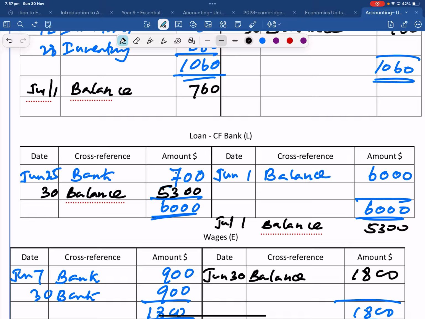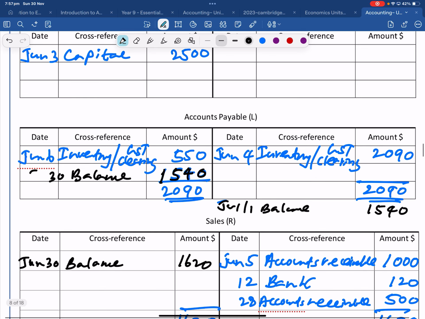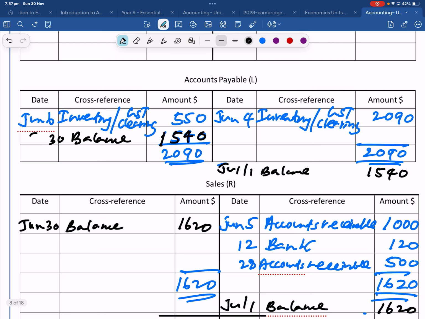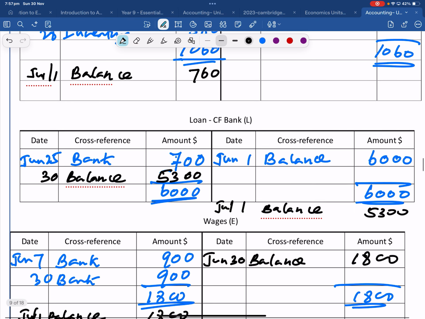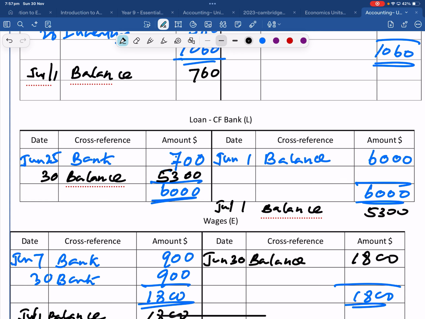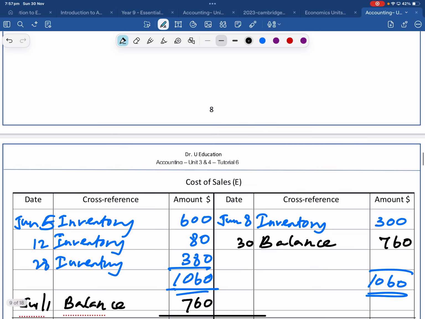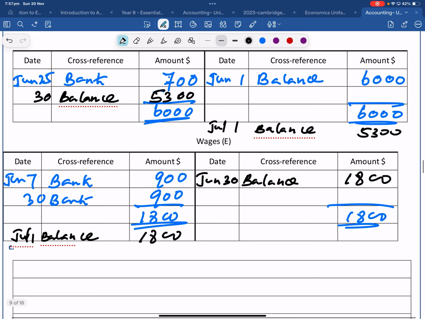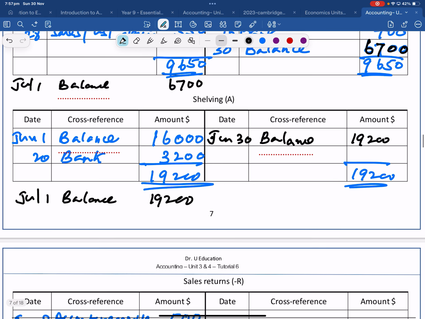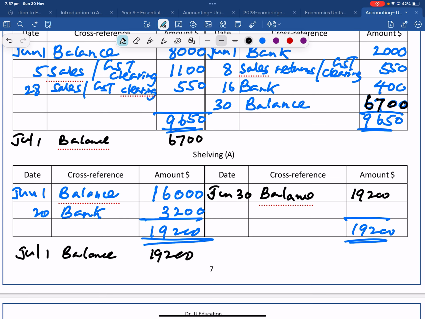Yes, accounts payable. Accounts payable and loan are compatible because they are both liabilities. Accounts payable has a credit balance, opening balance is credit. Loan also has a credit balance. Then what is the other one you said? Shelving. Shelving is an asset, so assets will have the opposite balance. It's here, shelving, we have a debit balance because it's an asset.